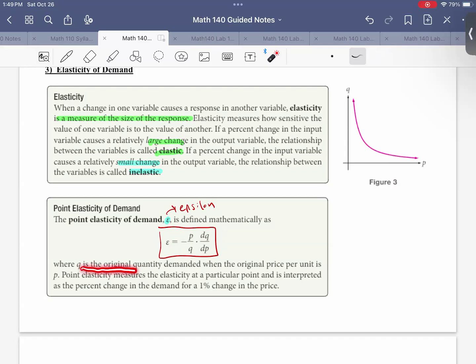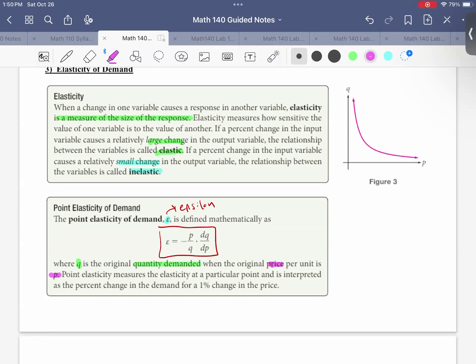Q is the original quantity demanded when the original price per unit is P. So Q is quantity demanded, and P is price per unit. Point elasticity measures the elasticity at a particular point and is interpreted as the percent change in the demand for a 1% change in price. So you're increasing the price 1% and you're trying to see what the elasticity of that relationship is.